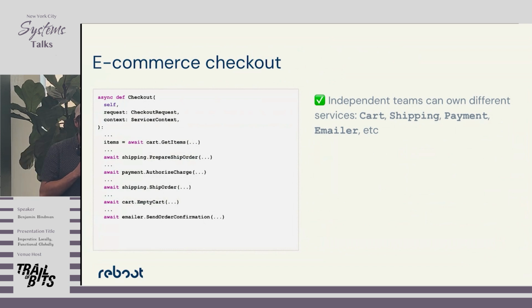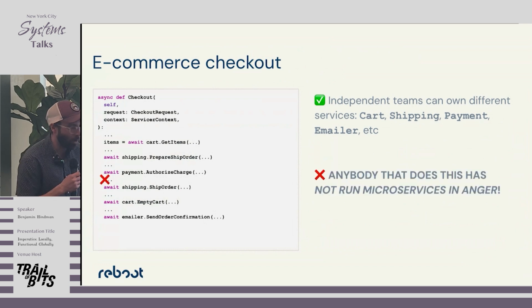But there's a really big possible problem with this code. And that is, what happens if there happens to be a failure after we've authorized the charge and before we've shipped the order? What happens if I'm writing software like this? Free money.